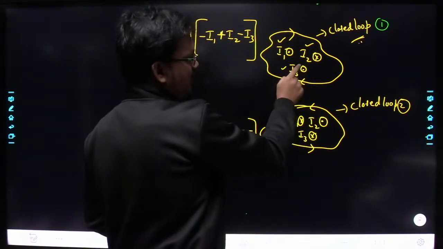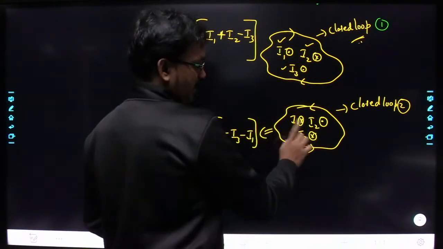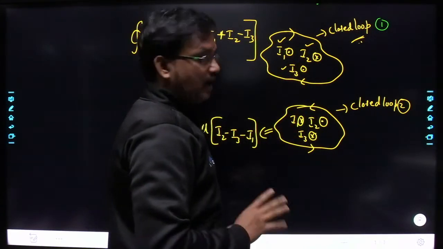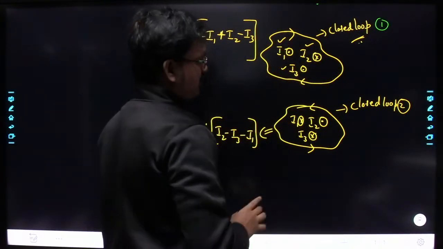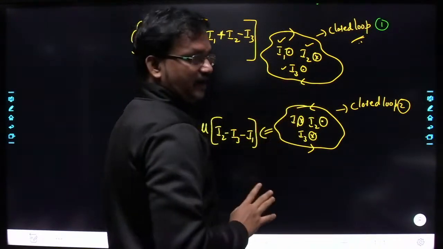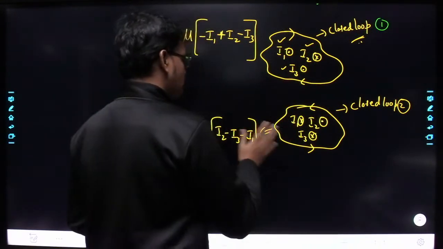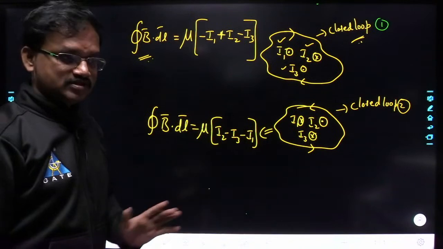And here I have taken I3 out of the board. Here I3 I have taken into the board. And here I have enclosed the loop in clockwise direction, and here I have enclosed the loop in anti-clockwise direction. And hence you are going to get the same result, right?